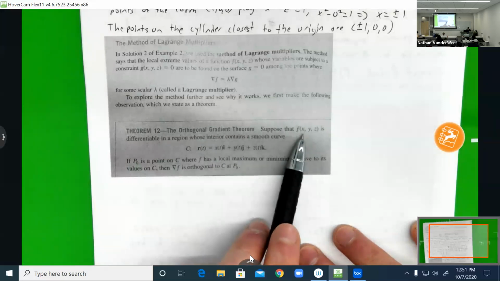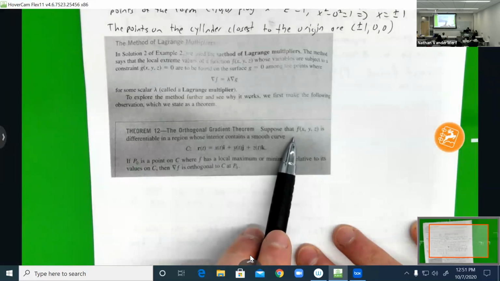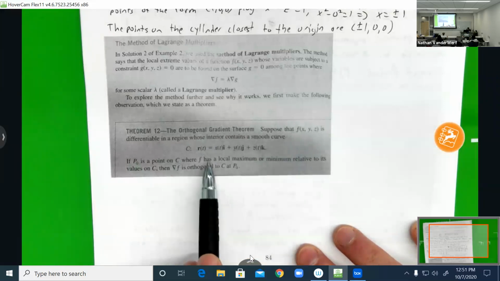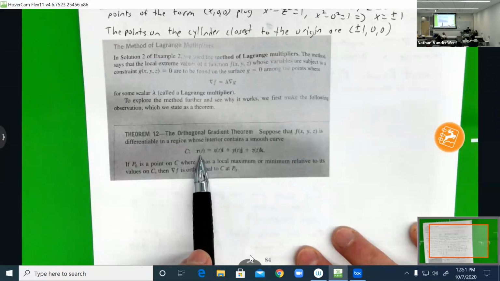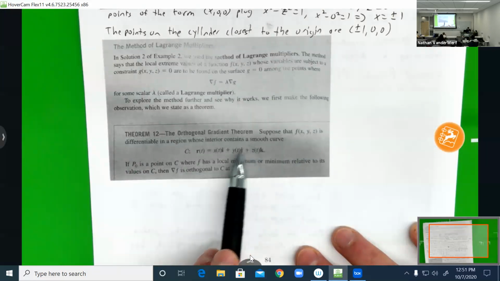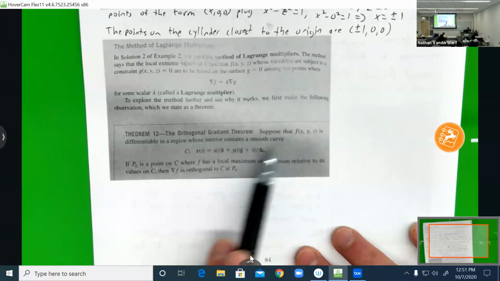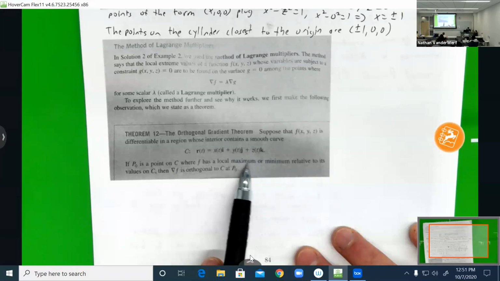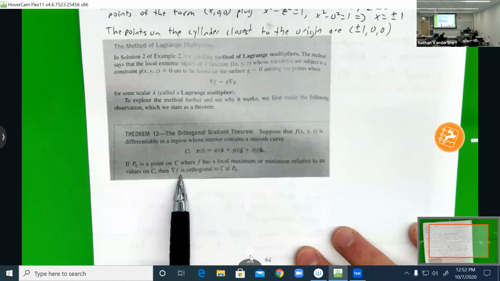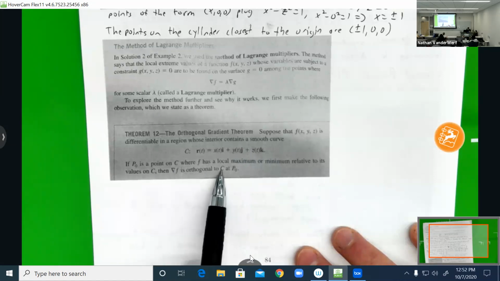Okay, so we have this f of x, y, z, which is a three-dimensional volume in 4-space, really. And inside of it, we can make little one-dimensional curve type things on the surface. And this is one of these one-dimensional curves, the C. Okay, and so it contains a point. So if P0 is a point on this curve on this surface, where f has a local maximum or minimum relative to its values on C, then delta f, this gradient of f, is orthogonal to C at P0.